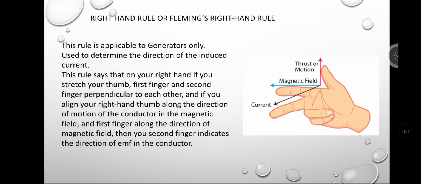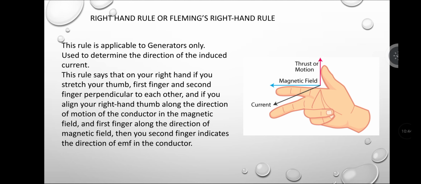So if you see the diagram, the thumb is your force or motion, the middle finger denotes the magnetic field, and the other finger denotes your current. So this rule is applicable to the generator only, used to determine the directions of the induced current.